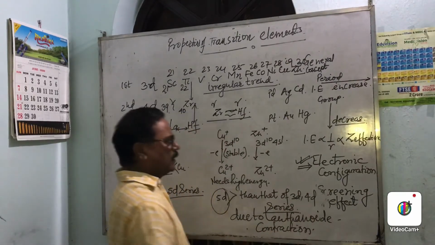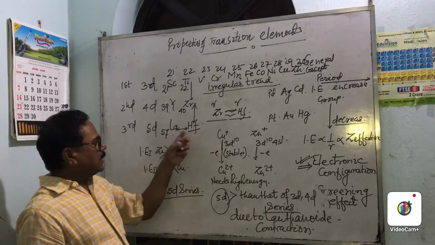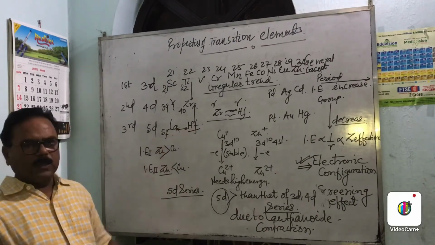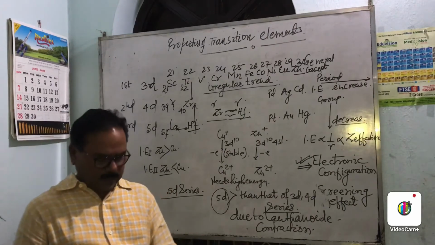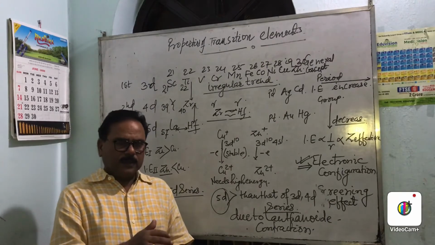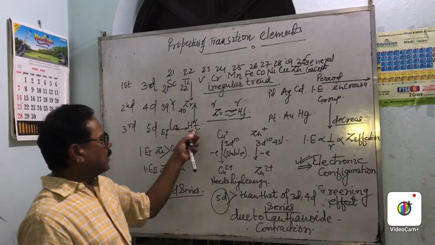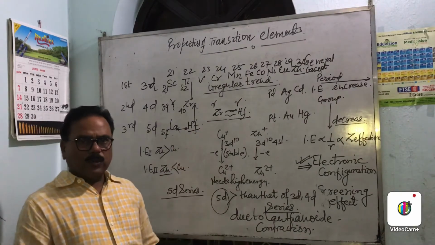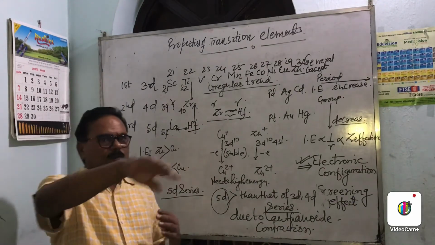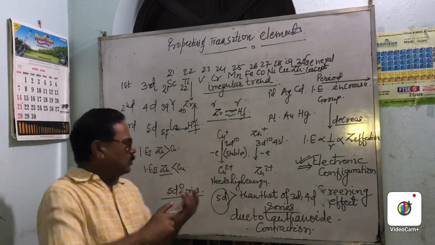We know it very well. After lanthanum, starting from hafnium, it is called the lanthanoid contraction. In lanthanoid contraction, as I had already explained, the electrons enter into the 4f subshell. Here we have 4f14, right? So the f subshell is much more diffused. Diffused means they are away from the nucleus. Nuclear charge increases.